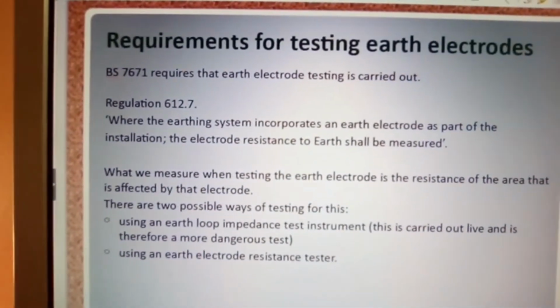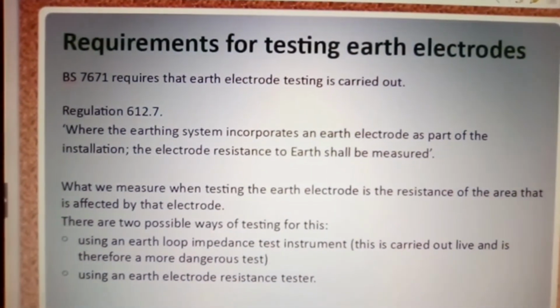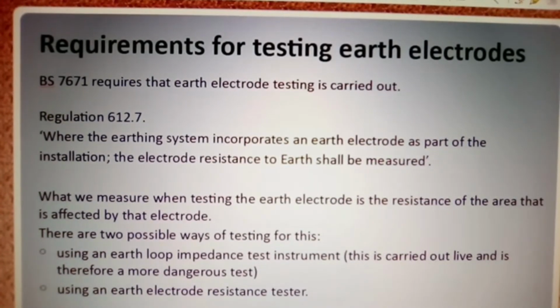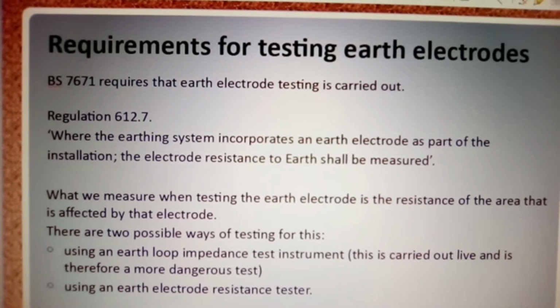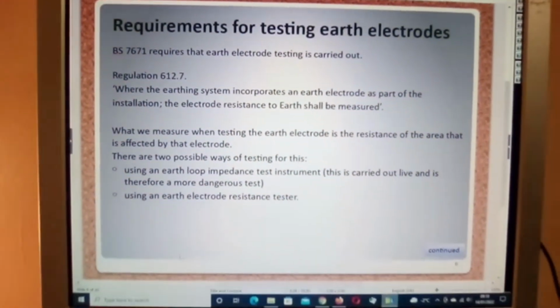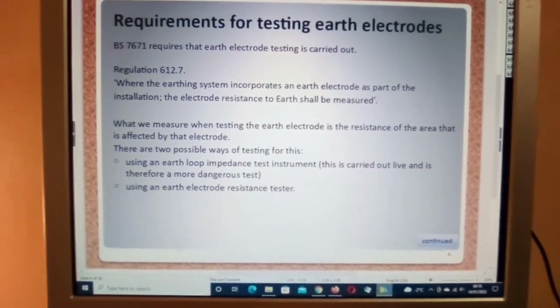And here we have the requirements for testing. Okay, and again BS 7671. I'm not going to read this to you. You're capable of reading this for yourselves, okay, and implementing it at your discretion.